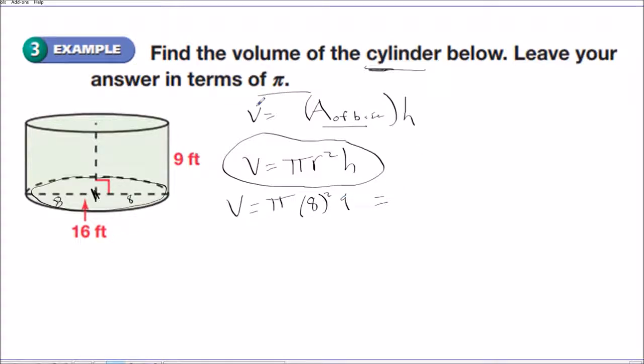They asked me to leave it in pi, so I'm going to my calculator, but I'm not typing in pi. I'm just typing in 8 squared times 9, and what I get when I do that is 576 pi. And in this case, feet cubed.